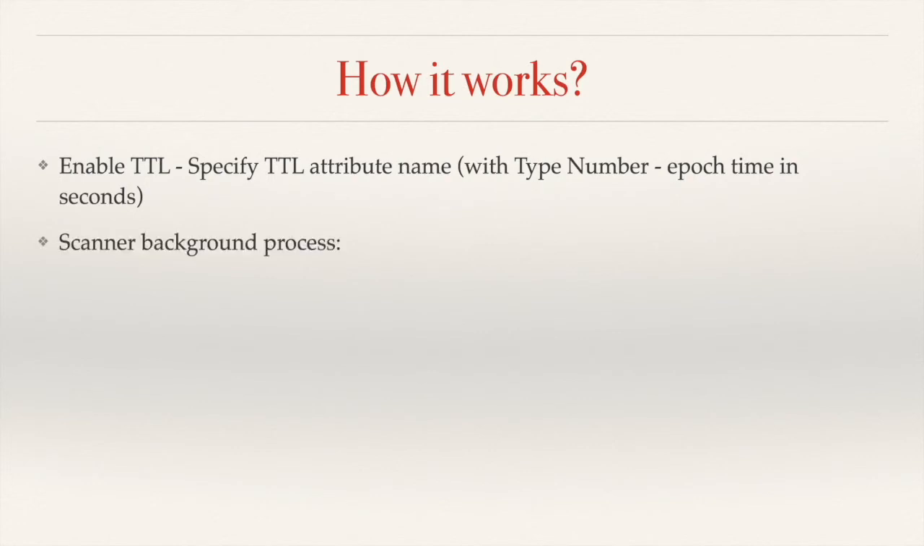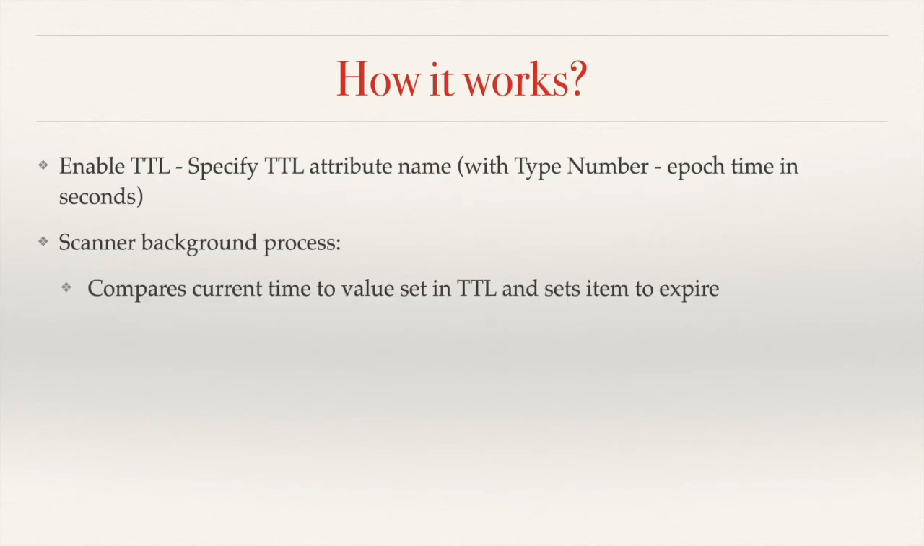In the background, DynamoDB has two scanner background processes for this. The first scanner compares the current time to the value in your TTL attribute, and if the current time matches the TTL value, it sets that item to expire. Another scanner scans for the items that are set to expire and deletes or removes those items from your DynamoDB table. So this is a background process and it completes in these two steps.